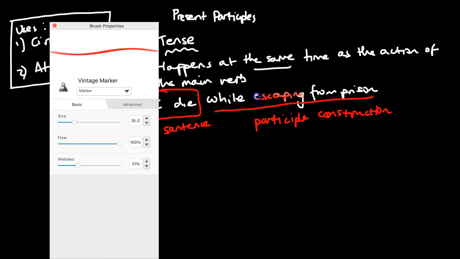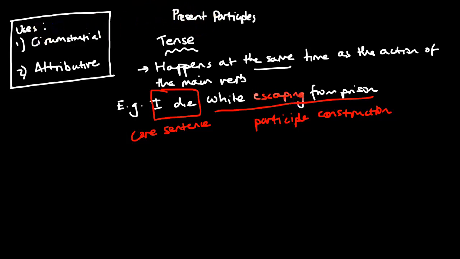So escaping, I'll just colour that in. Escaping is, of course, your -ing verb, right? And therefore, that is the participle. Now, while escaping, I die while escaping, you can tell that the escaping is happening at the same time as the dying, okay? Maybe there might be a slight delay, but pretty much they're happening at the same time, which is why we've got the word while here. While means that they're happening at the same time. And so that should give you a hint that you need to use the present participle.